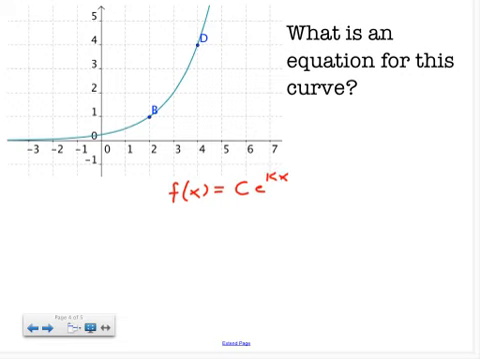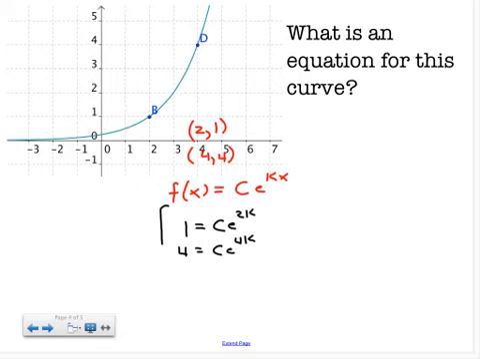And now I'm going to use the two ordered pairs that I can clearly see are on the curve, which are (2, 1) and (4, 4), to try to figure out what the constants C and K are. Okay, so when we plug in 2, I should get out 1. So I have 1 equals C e to the 2K. And when I plug in 4, I should get out 4. So 4 equals C e to the 4K.